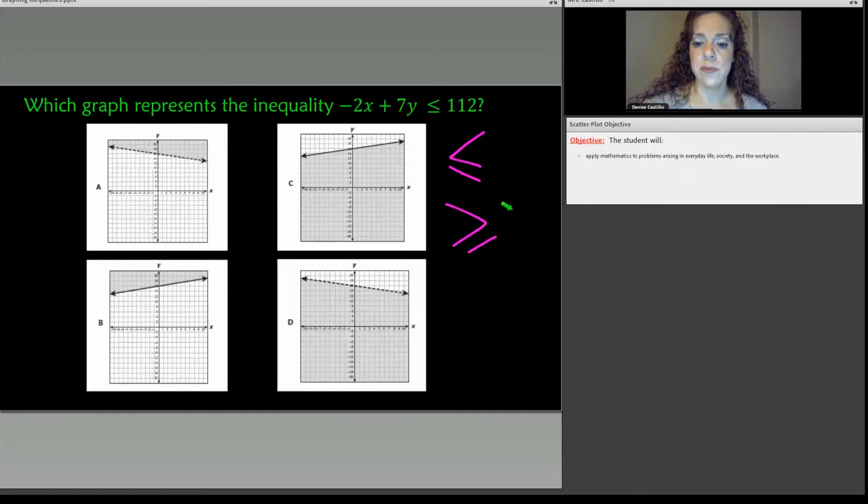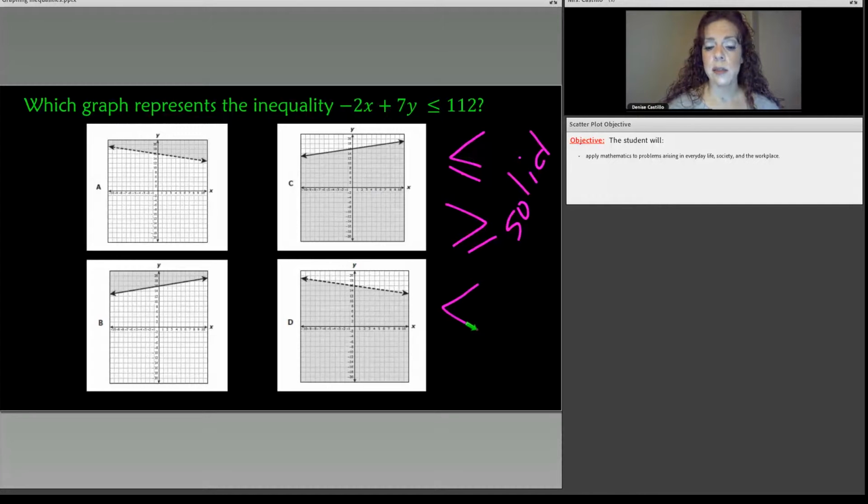And when we have the inequality symbols less than or greater than without the equal sign underneath, that means it is not also equal. So those lines are going to be dashed.